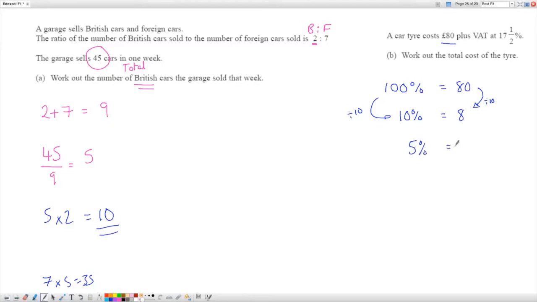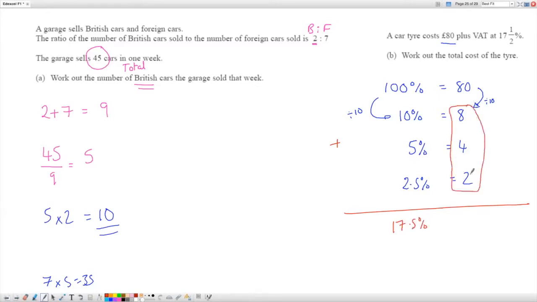Then dividing by 2 to find 5%, then halving again, dividing by 2 to find 2.5%, and then adding everything up to give us 17.5%, which is this bit: 8 plus 4 plus 2, which is 14. Plus the 80, because we're adding, it's £80 plus the 14, for our total price of the tyre as £94.